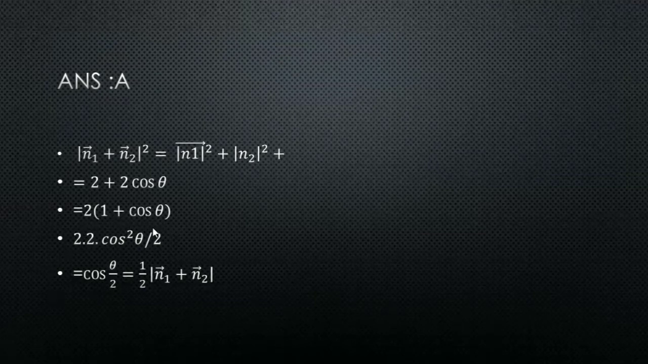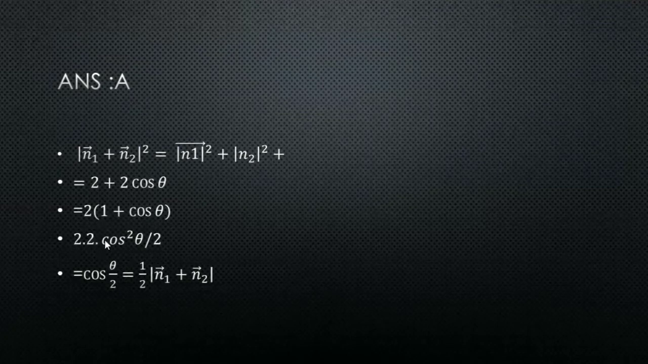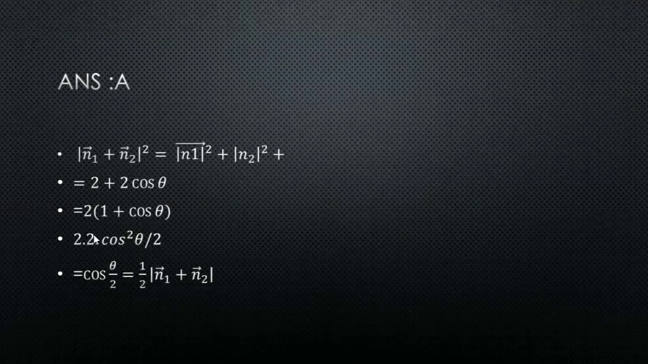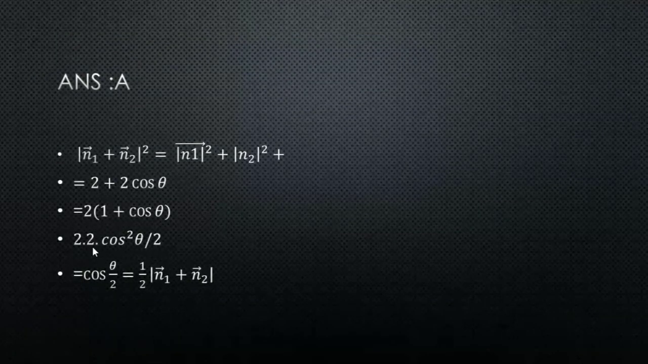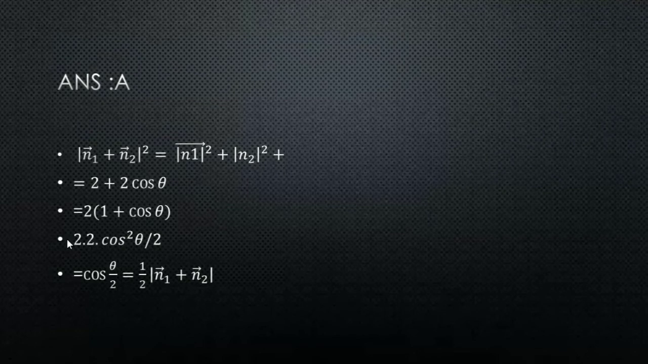What is the value of 1 plus cos theta? It will be 2 cos square theta by 2, right? You have studied this, you know the formula. 1 plus cos theta will be 2 cos square theta by 2. By using this, we got 4 cos square theta by 2. But we need the magnitude of n1 plus n2, which will be the square root of that. The square root of 4 will be 2 into cos theta by 2. We are taking the square root. So this will be 2 cos theta by 2.